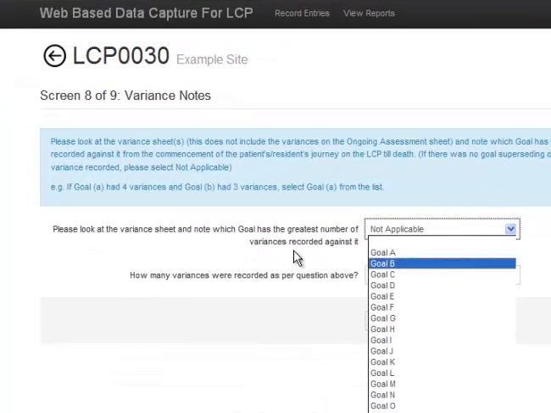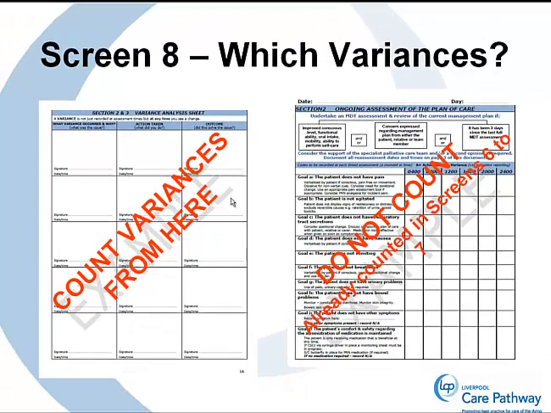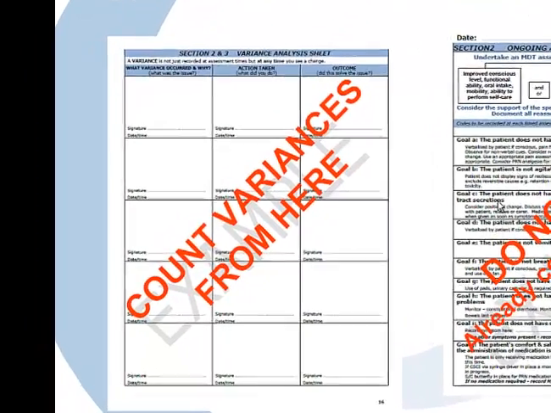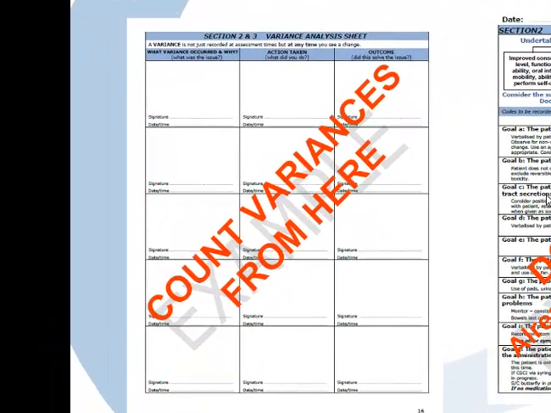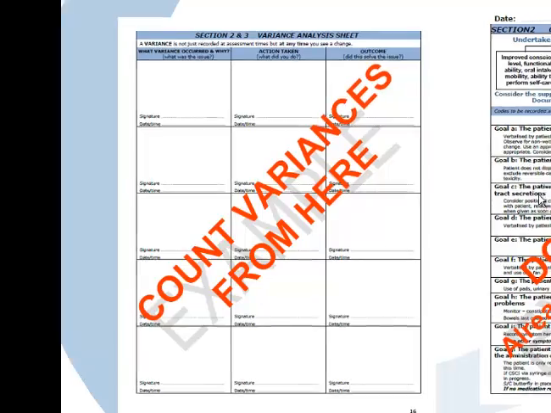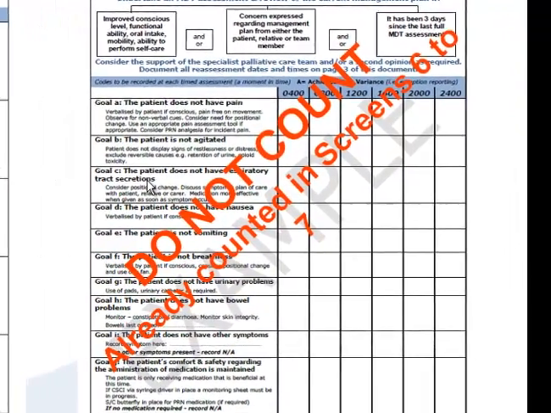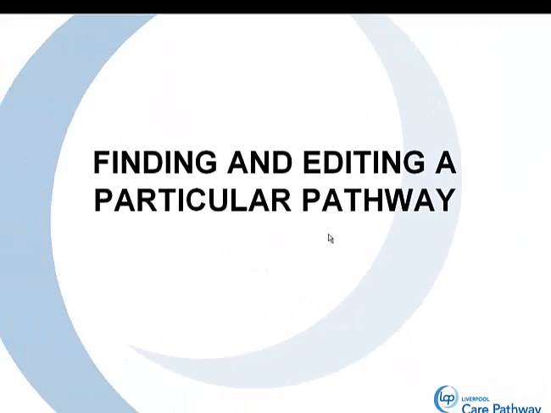The rest of the ongoing assessment goals are on screen 7, therefore we will go straight through to screen 8. On screen 8, you will be prompted to select the goal from the ongoing assessment variance analysis sheets with the most variances. Which variances, I hear you say? The variances from the ongoing assessment variance analysis sheets. These are the pages with the descriptive text of the variances. The ongoing assessment times sheet is the one where either a V or A, or whichever is appropriate, is recorded.